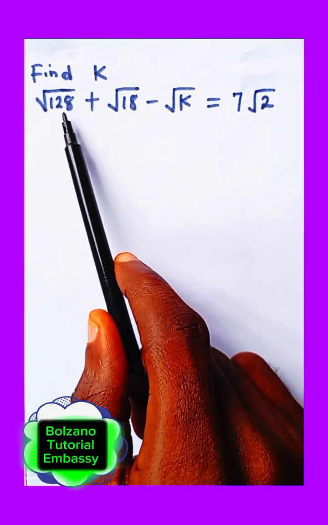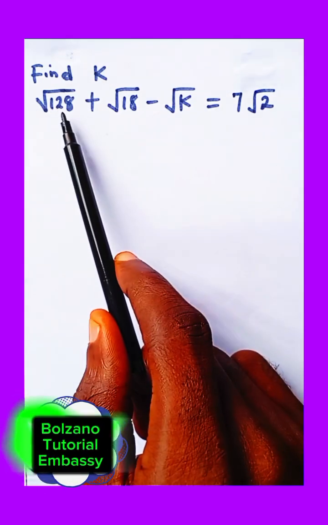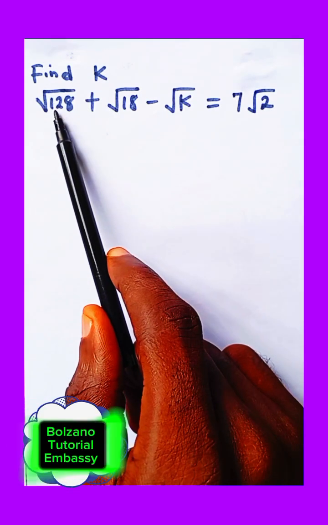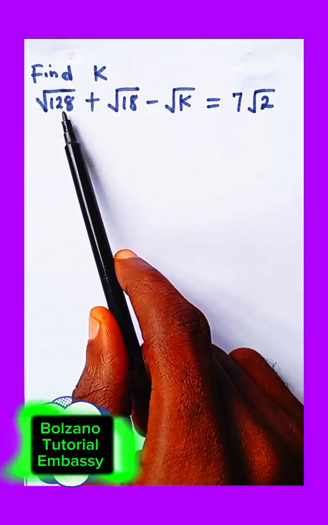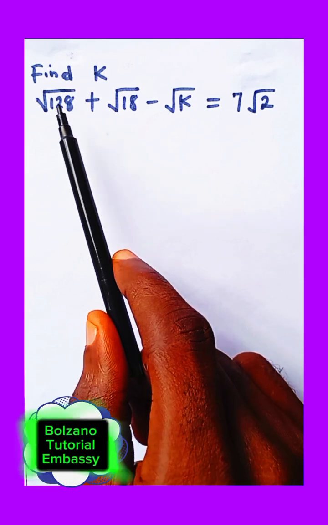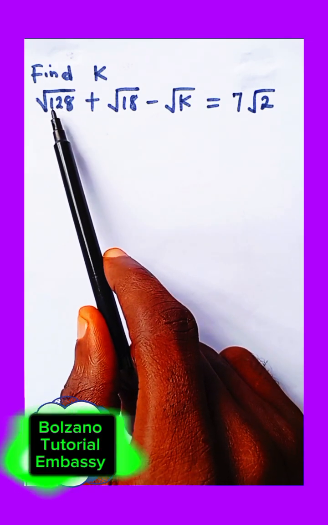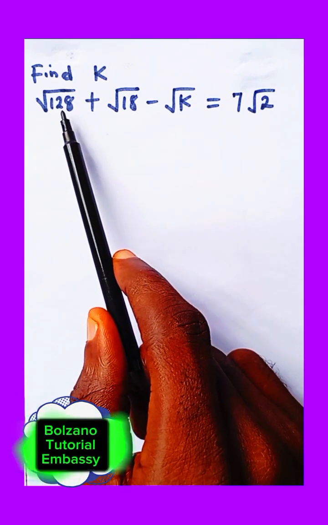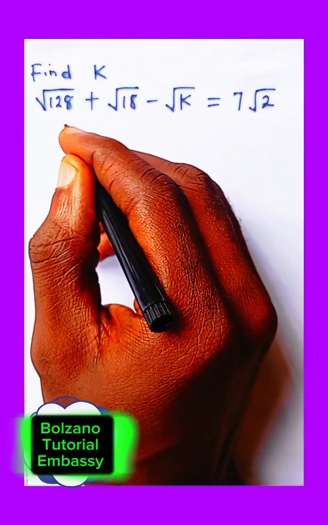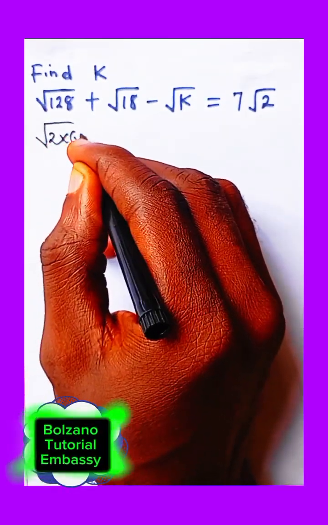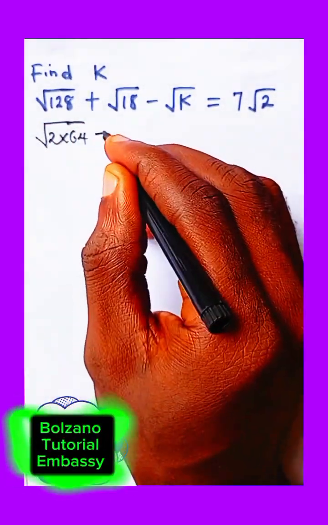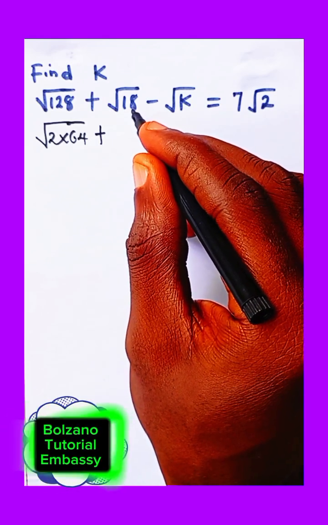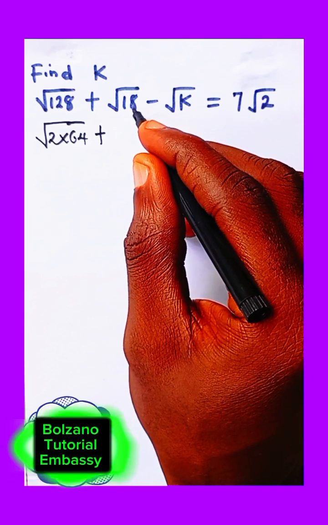Root 128 is not a perfect square, so it does not have a root that is a whole number. But we can split this root such that at least one of the products is a perfect square. This number is divisible by 2 because it's even, so we can think of a number multiplied by 2 that gives us 128. That is 2 times 64, which is 128. Root 18 is also not a perfect square, but we can also split it such that at least one of the products is a perfect square.